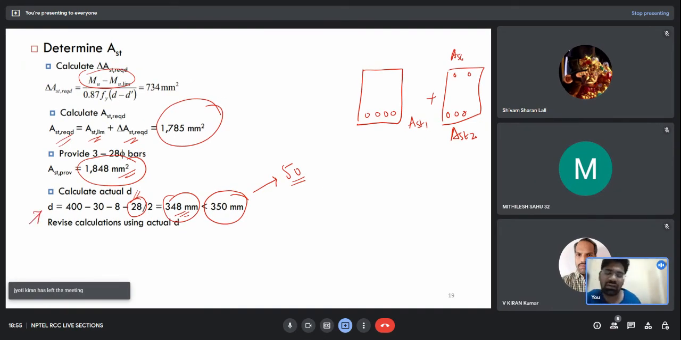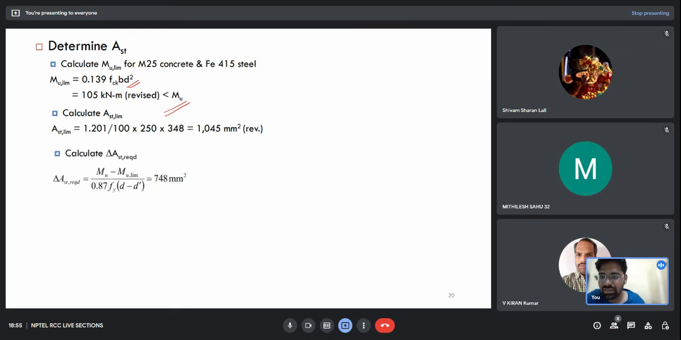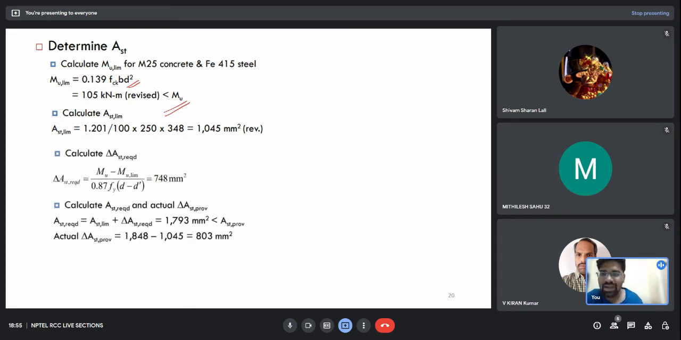I need to again calculate the limiting moment of resistance. So I now have D. This is the limiting moment. Now again the area AST1, then again AST2, and again I am adding them up. So 173, this is the AST required, which is less than the AST provided. So it is good.